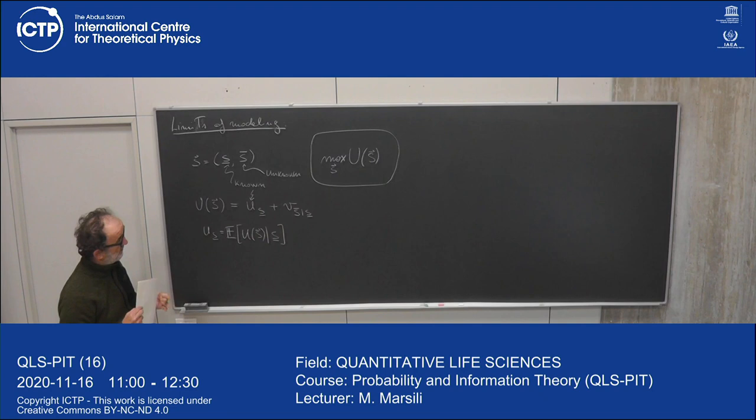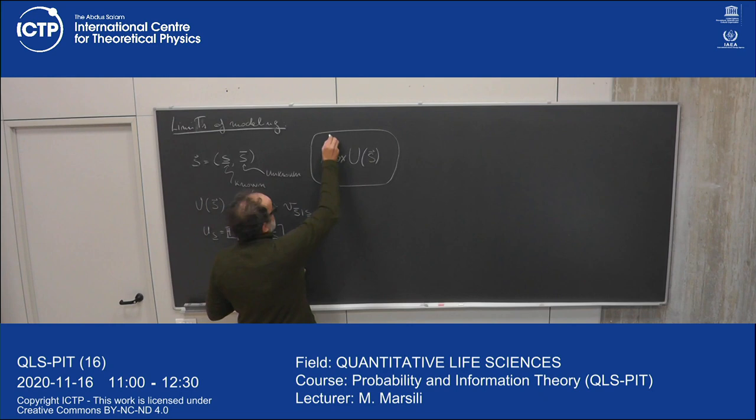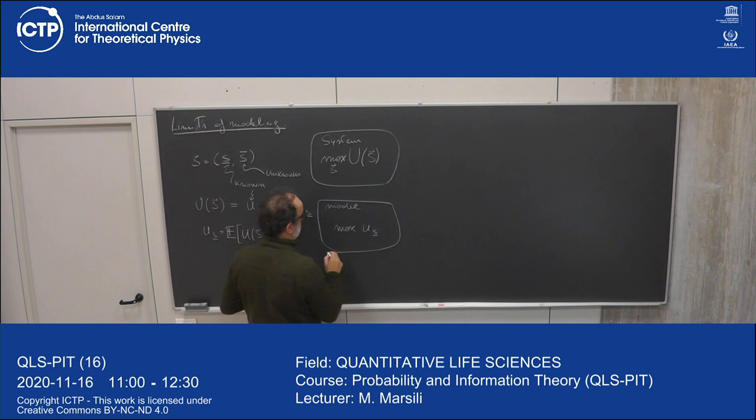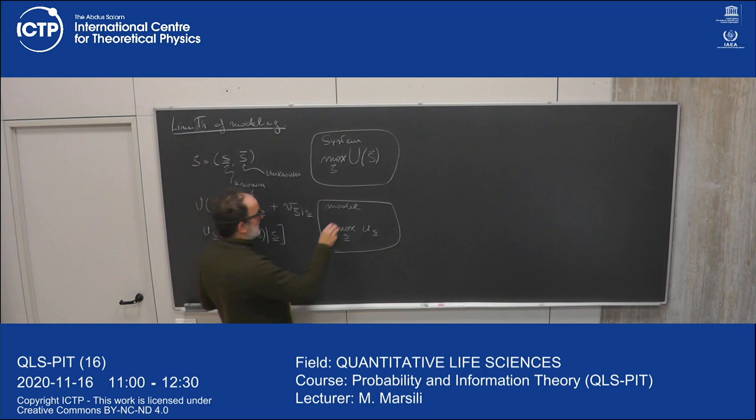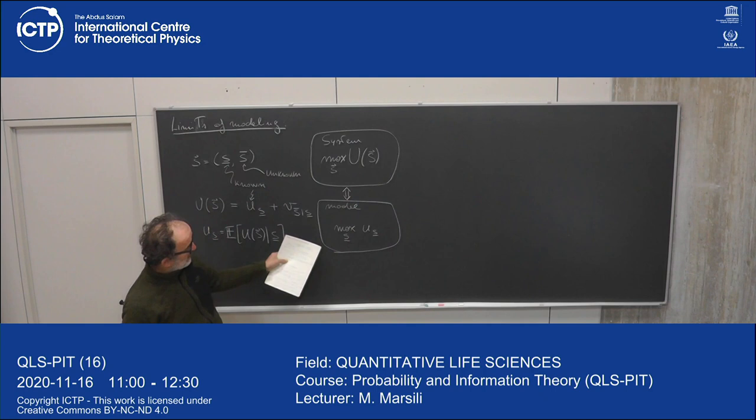So this means that if this is the system you are interested in, then your model of this system will be essentially a model where you can approximate this function by a U of S, and you can study the maximization problem on this other function here. And the question is, how are these two problems related?